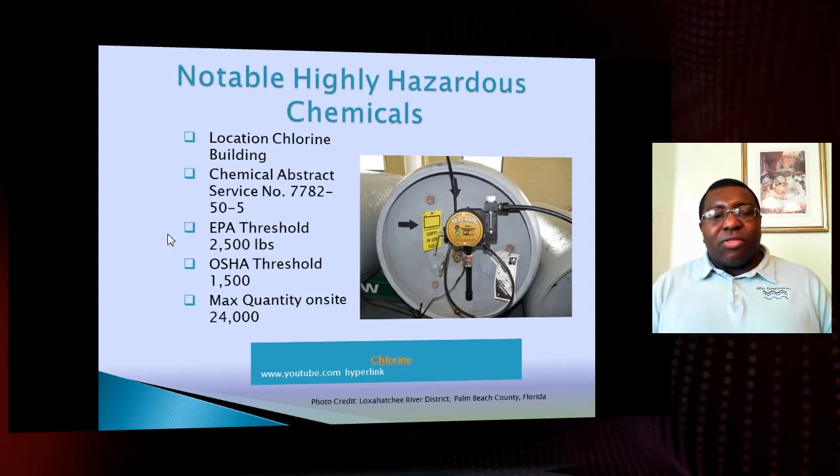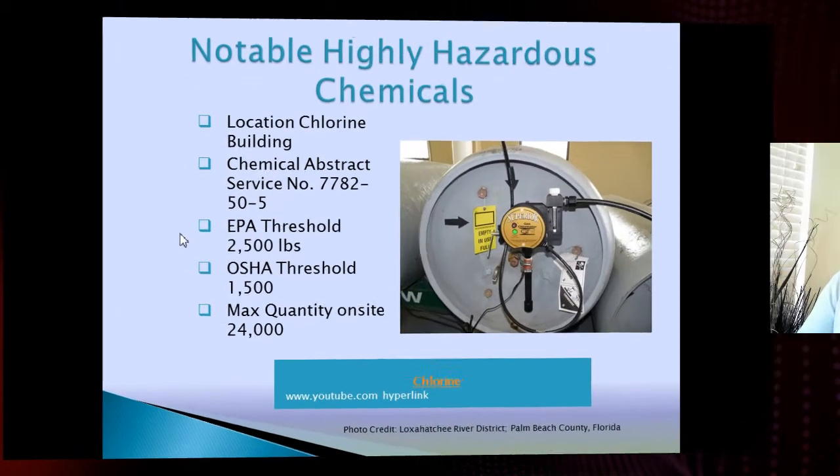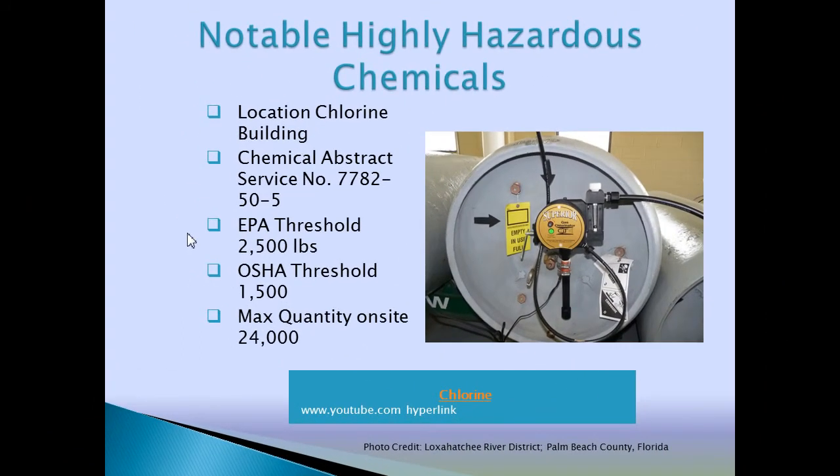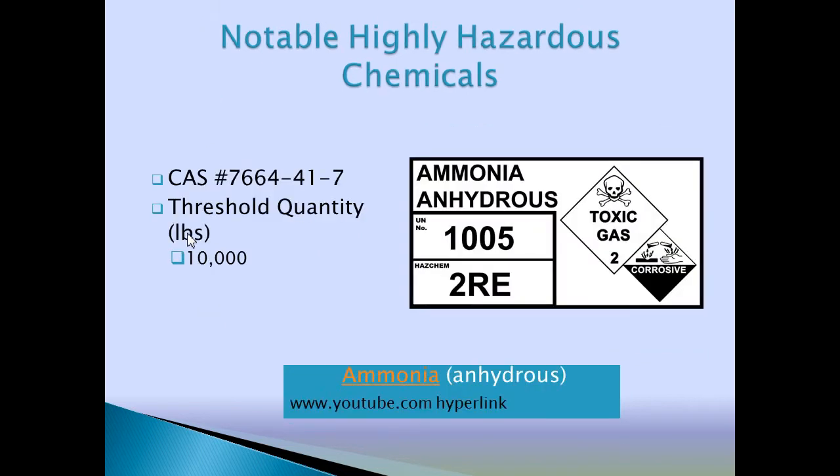But the EPA threshold means if you have 2,500 pounds or more of chlorine at your facility, then you have to do a risk management plan. A ton cylinder is 2,000 pounds. So if you have a ton cylinder and maybe a 150 cylinder, you're over the OSHA threshold, but you're below the EPA threshold. But the EPA is the one that's really regulating the RMP program, not the OSHA side.